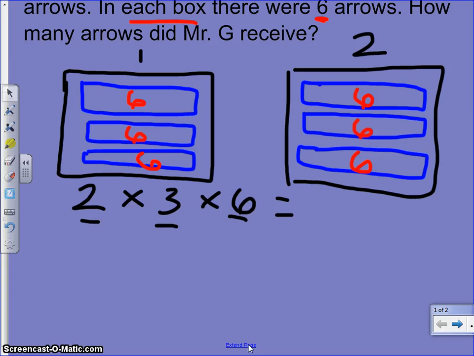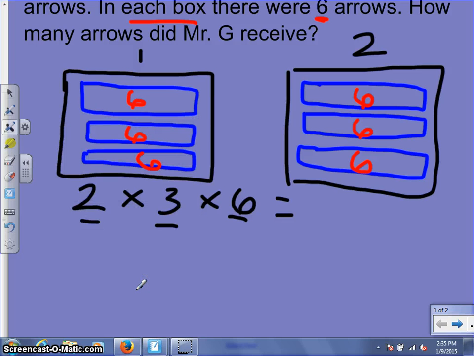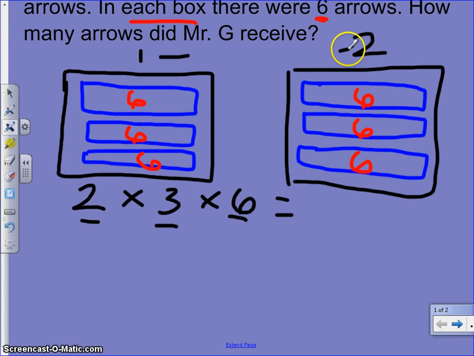Okay, so let's look at this again and see exactly what happened here. Here's my 1, 2 boxes. I'm multiplying because there's 2 groups of 1, 2, 3 boxes. 3 boxes. And then I'm multiplying by 6 because I have the equal groups of 6. Okay? So 2 times 3. Well, 2 times 3 is 6. I'm good with my 2, so I know that. So 6. That means I have 6 boxes, and you can count them.